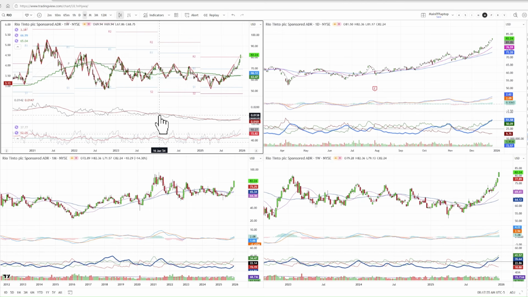Now, what we're trying to do whenever we look at a stock is look for a trend shift in price. First and foremost, price. We like to see the price structure improve. And then we want to see momentum confirming that. And thirdly, we want to see the relative strength confirm as well.